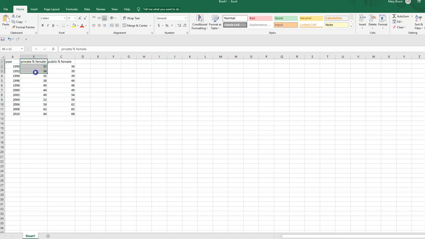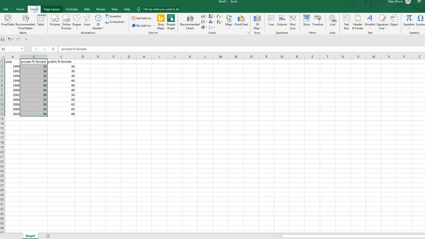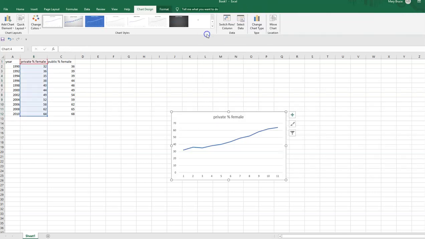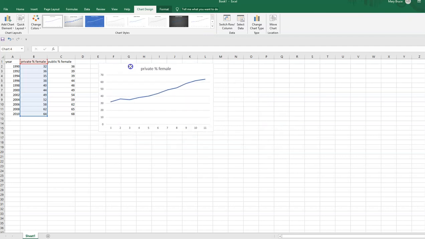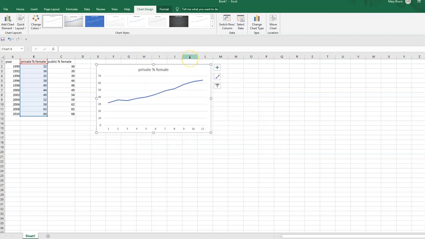We could separately take the private university information and go to Insert. You're not going to have to make these graphs on your own for this particular question on the quiz. You're just going to have to answer questions about graphs that have already been provided for you. But I'm showing you from scratch how we would generate these in Excel and talk about what's the preferred type of graph. So we could have just a single line chart showing the private female percentage.